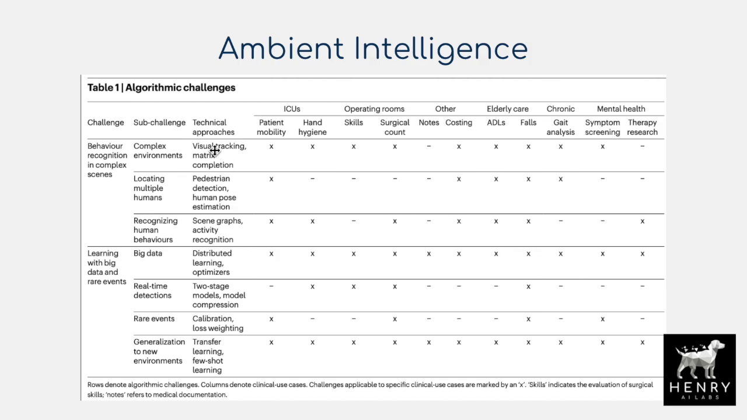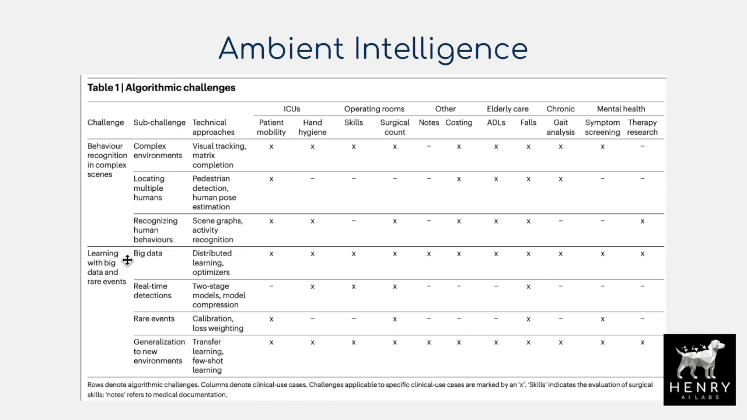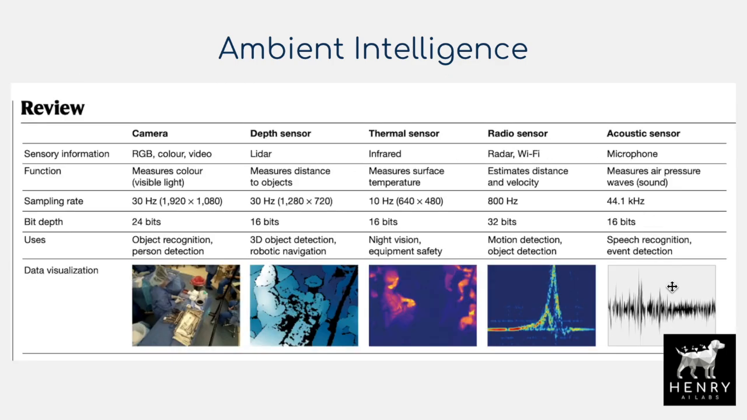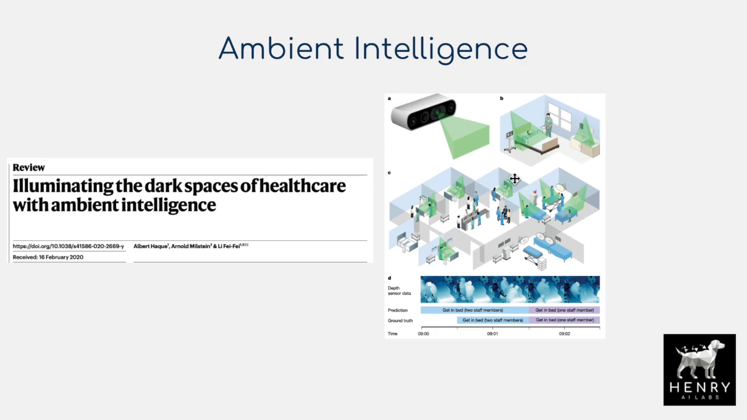This is another example of different technical approaches to each of these sub-challenges within challenges like behavior recognition in complex scenes, like when we're looking at behavior of ICU monitoring, or other things like learning with big data and rare events, particularly looking at, say, anomaly detection in these data sets. So say we have these acoustic sensors, or we're looking for event detection particularly. Anomaly detection is what they call this kind of task in the literature, where you're looking for this out of distribution kind of event to happen throughout this continuous monitoring of the image stream.